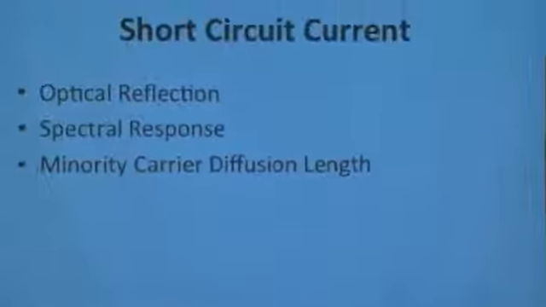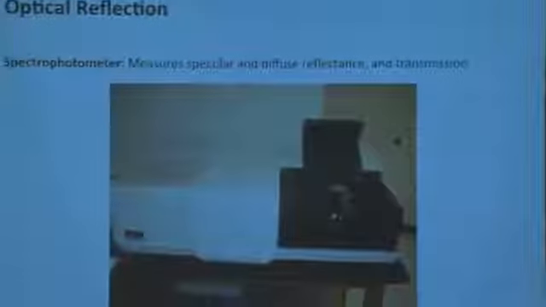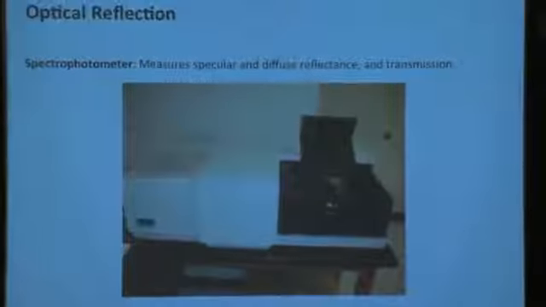And then spectral response and minority carrier diffusion length, revisiting some of these concepts that we've already seen, but now with the benefit of having all of our background knowledge. A spectrophotometer measures specular and diffuse reflectance and transmission. All right, let's break that down.